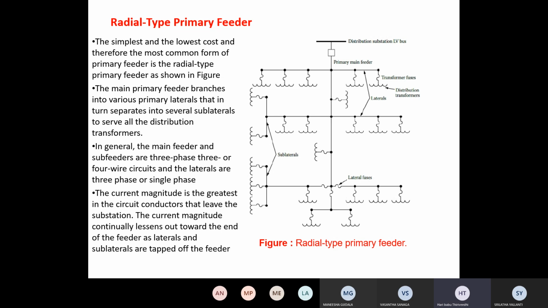Or it may be the current carrying capacity of the feeder. Why? Because the feeder is designed based on current carrying capacity. So suppose any voltage fluctuation occurs in the feeder, we may resize the feeder. It may be laterals or sublaterals, depending upon the thermal capability. Thermal capability in the sense, the current carrying capacity of a feeder, right?